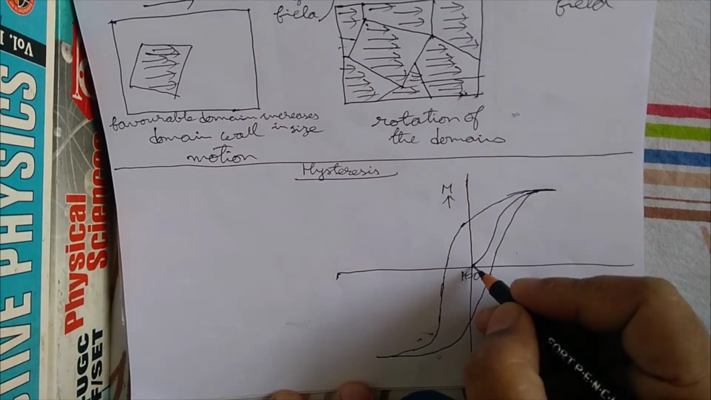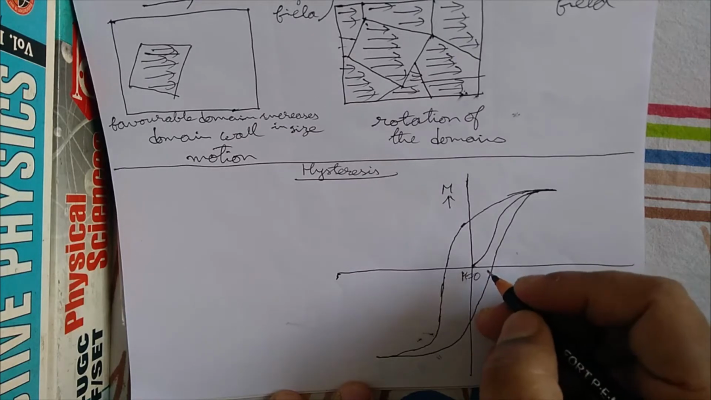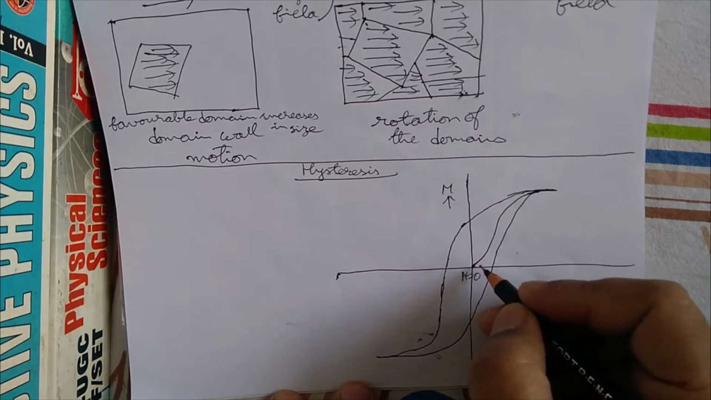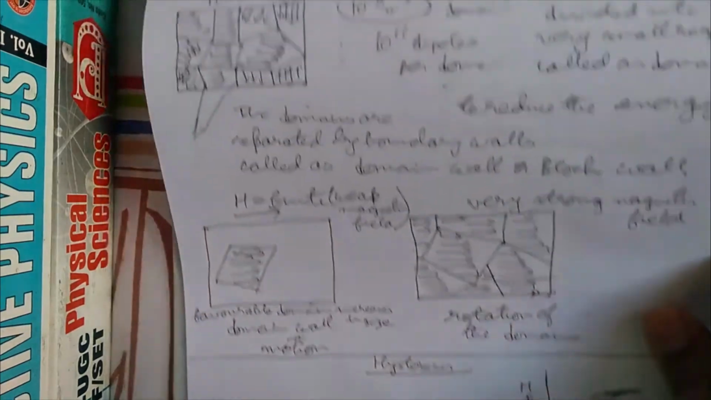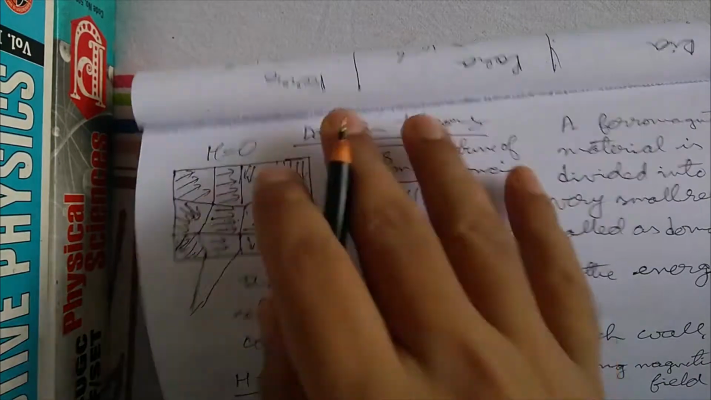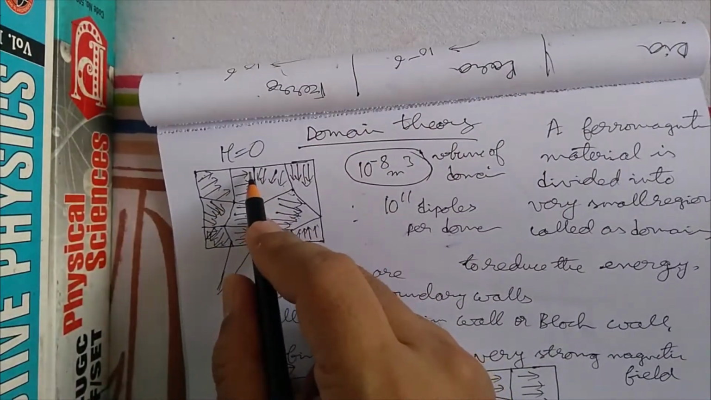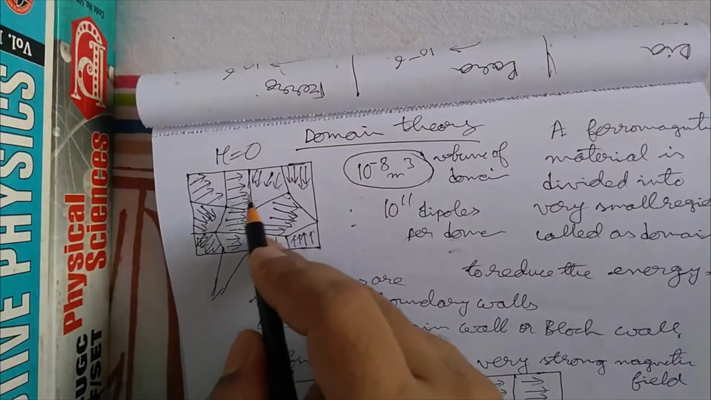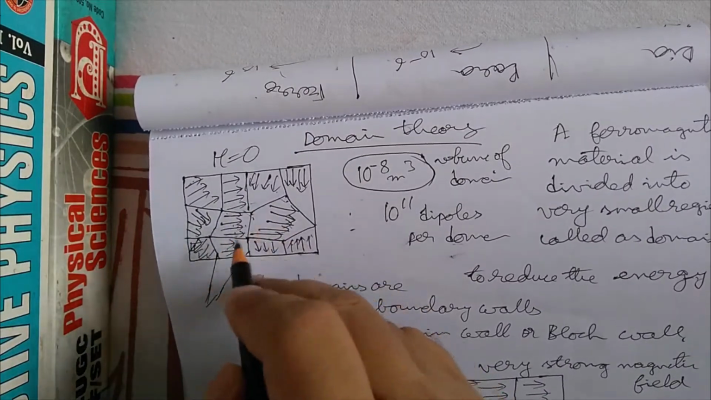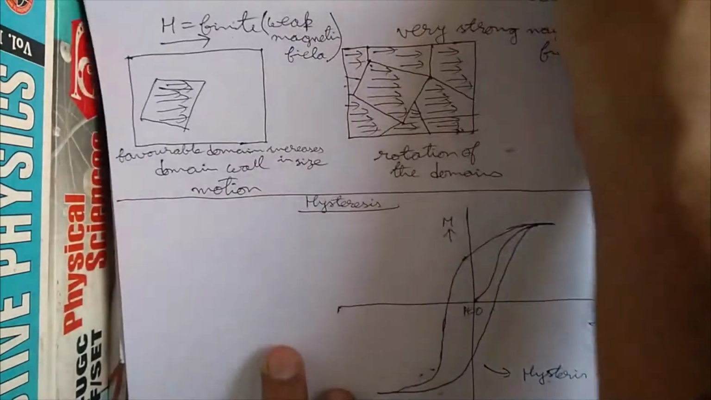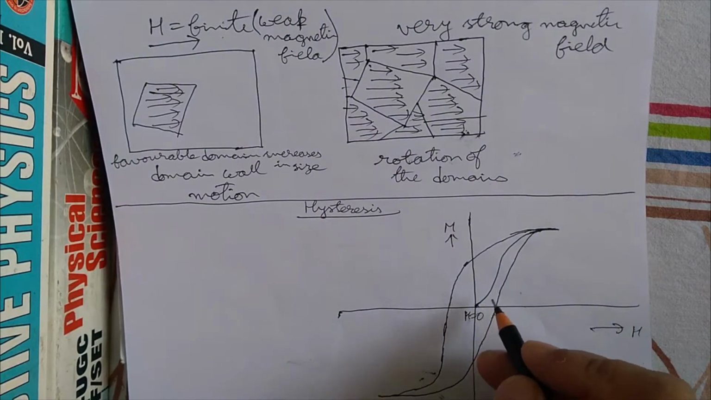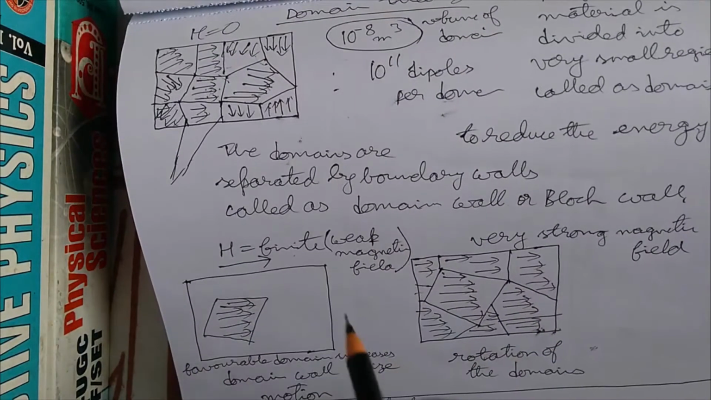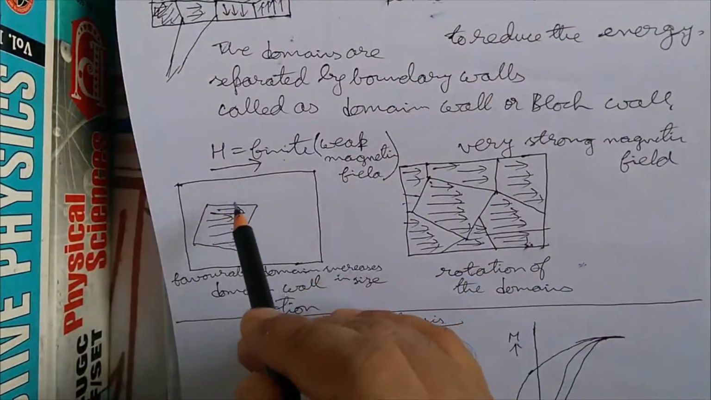From here, this is the origin, the point where the magnetic field is 0. Gradually you are increasing the magnetic field. At this position, H is equal to 0, and the magnetic domains are in this form. Now when you are increasing the magnetic field, gradually what will happen? Just here it is given, that is weak magnetic field.